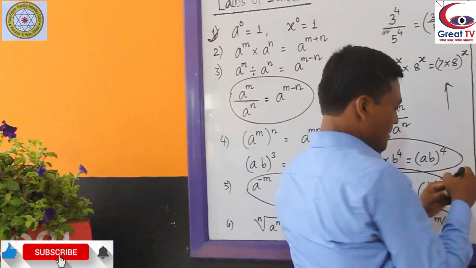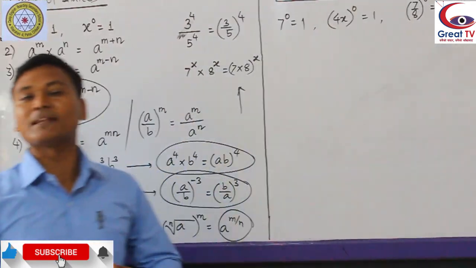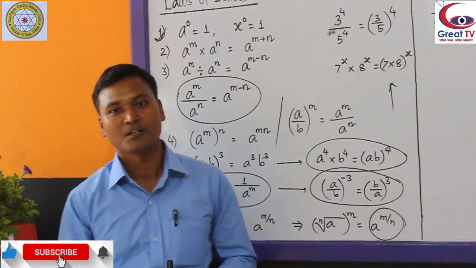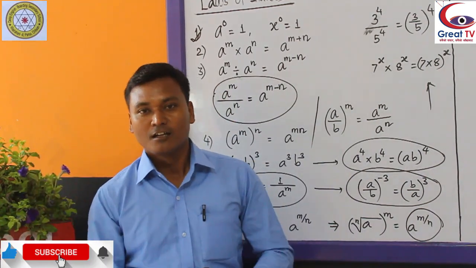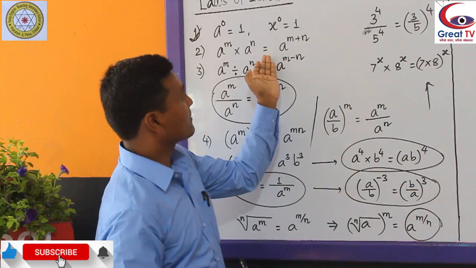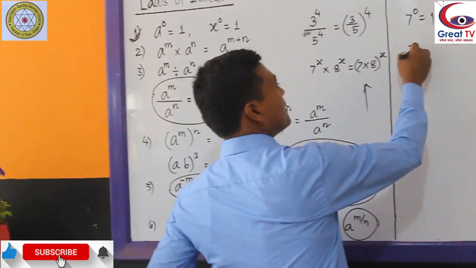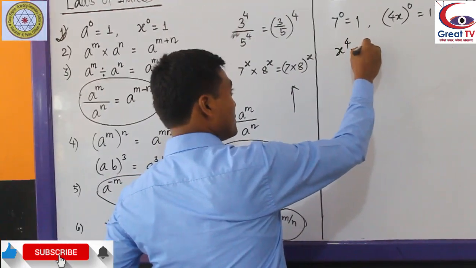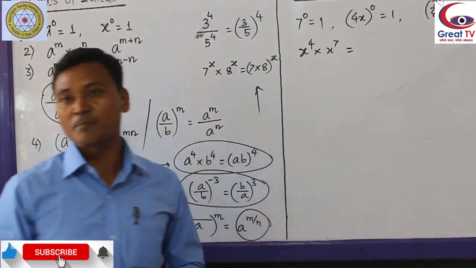Okay, some examples related to this. Don't forget, in multiplication we add the powers. But don't forget, my dear students, there must be same bases. And if we have a multiplication relation, by then we can use the product law of index. A very simple example, which you already read in your previous class: x to the power 4 times x to the power 7.